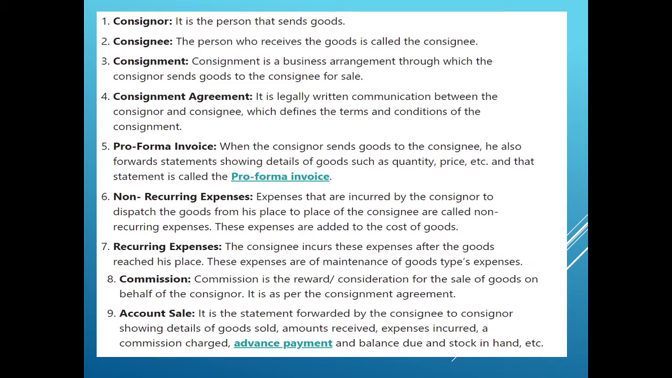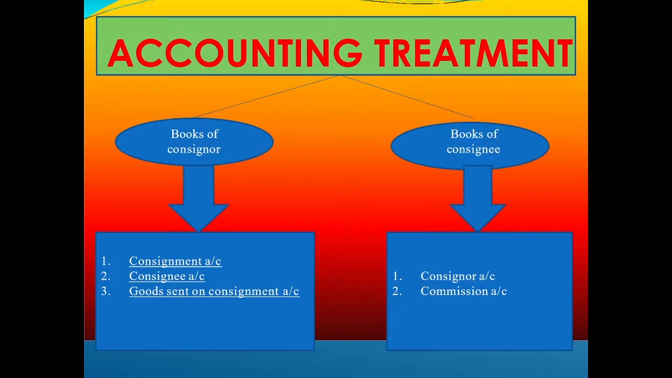Pro forma invoice is sent by the consignor to the consignee showing the details of goods, and account sale is a report sent by the consignee to the consignor about the goods sold, amount received, expenses incurred, commission charge, advance payment, and balance due, as well as unsold stock.